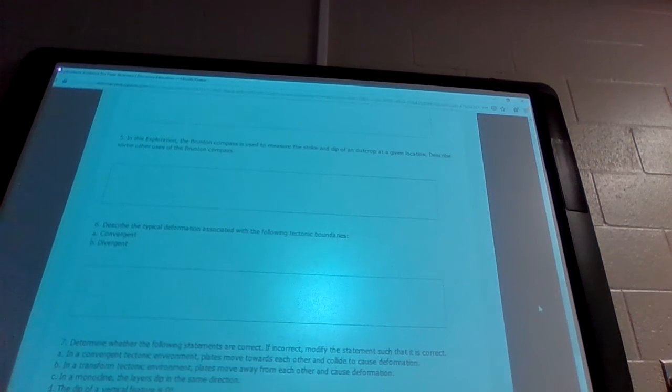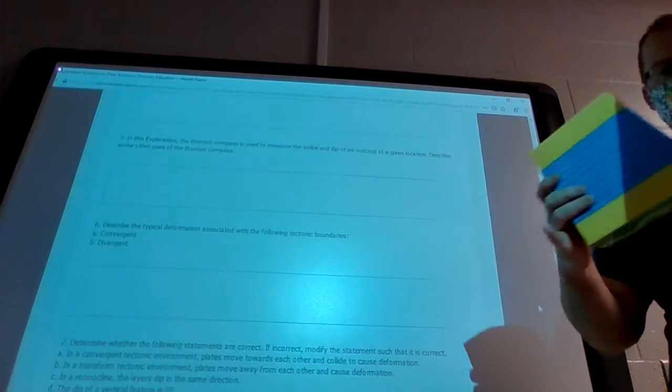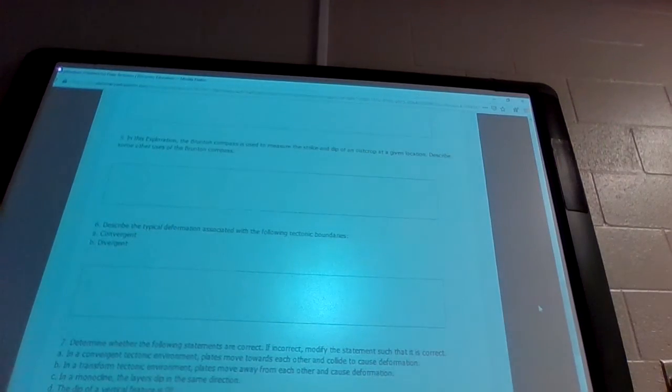The other thing you can do, so instead of convergent, squeezing together, what's divergent? Pulling apart. Now, if I pull these apart, what's going to happen? This is going to drop down, right? When I pull them apart, I'm going to have a sliding the other way. So this is called a normal fault. So divergent is going to be normal faulting. Divergent is normal faulting. Convergent can be folding or reverse faulting.